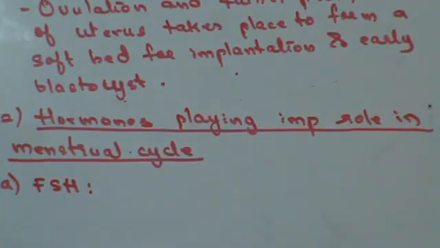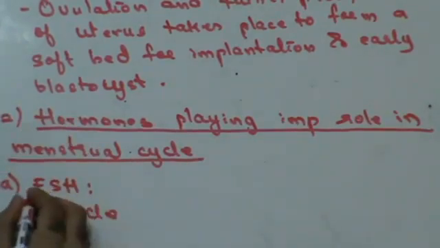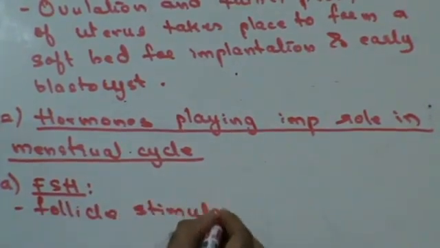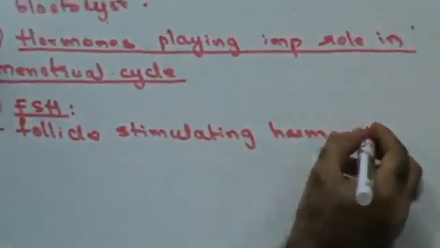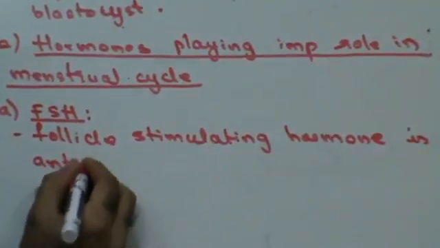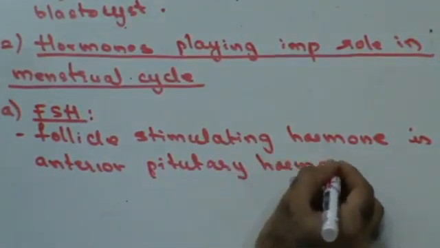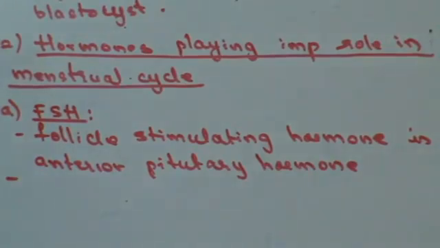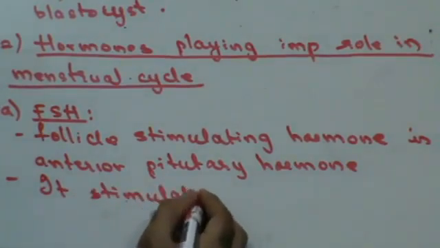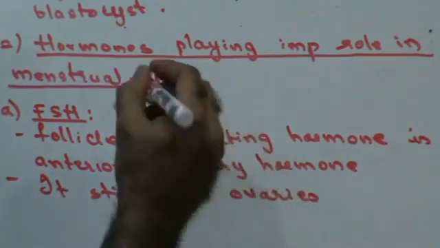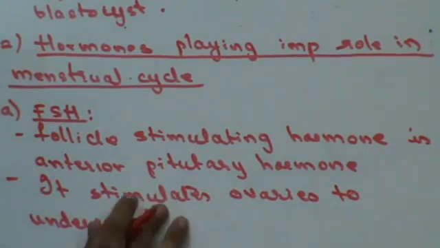Follicle stimulating hormone is from the anterior pituitary. I can say that follicle stimulating hormone is an anterior pituitary hormone. It stimulates the ovaries to undergo proliferation.